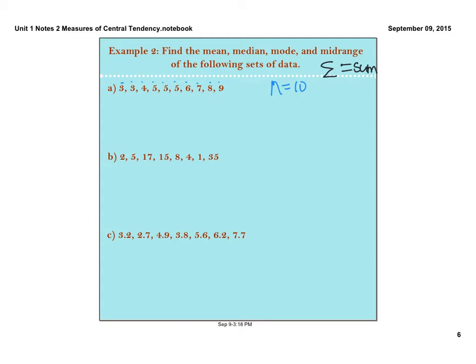So if I find the sum here, the sum of these points, I'm going to type them into my calculator. 3 plus 3 plus 4 plus 5 plus 5 plus 5 plus 6 plus 7 plus 8 plus 9. I have a sum of 55.